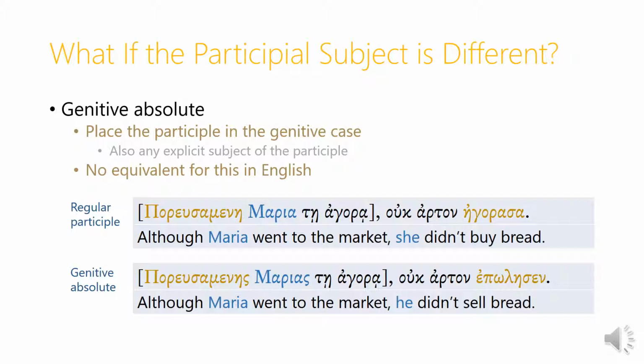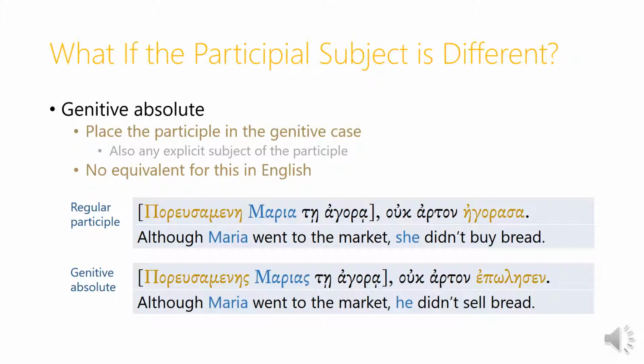But if we want to change those subjects, we need to shift the participle and the subject of the participle into the genitive case. So we can say, Porusamenes Marias te agora, uk arton epolesen. Now we're saying, although Maria went to the market, it's still a concessive adverbial participle. Although Maria went to the market, he didn't buy bread.